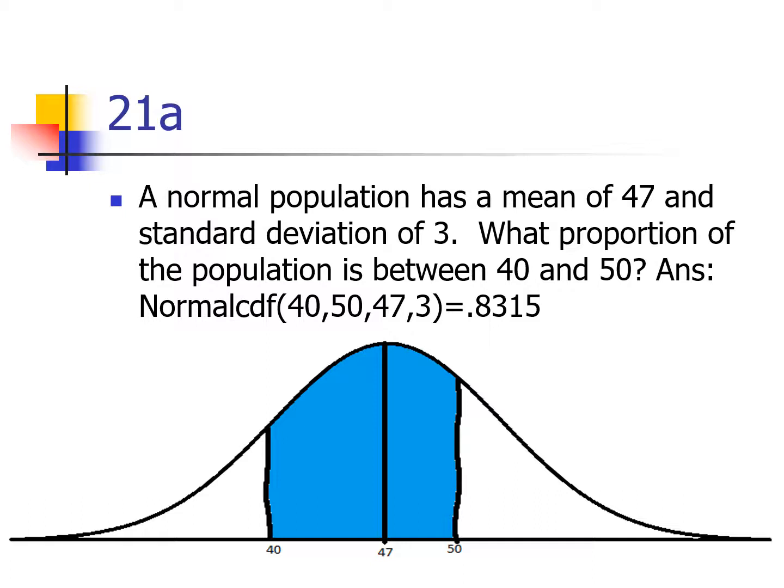We have a normal distribution. It's centered at 47, so I draw that. All right, the mean, the peak is at 47. Standard deviation of 3. I want the area between 40 and 50. Throw that all in my calculator. I get about 83%.